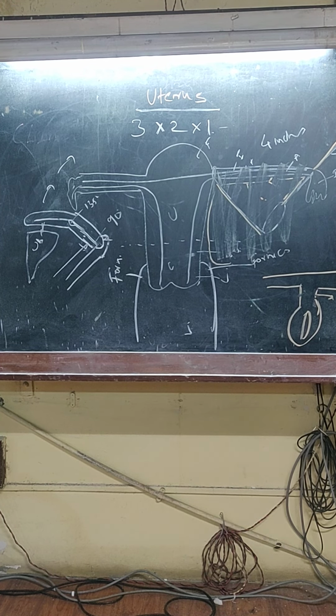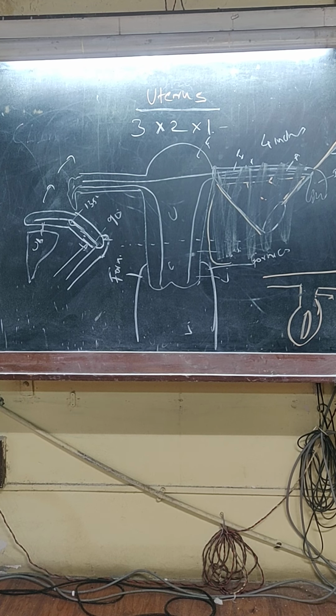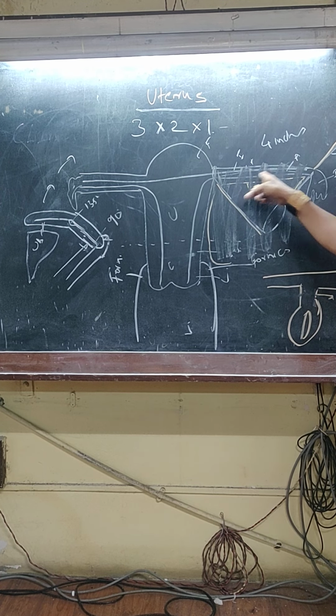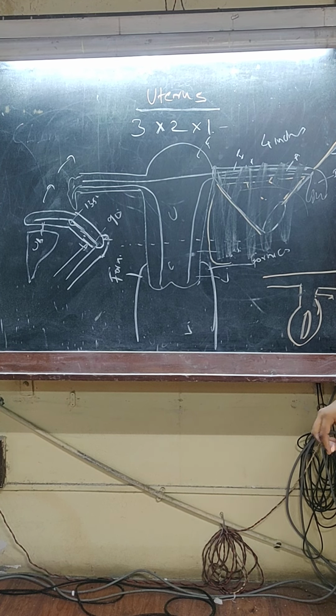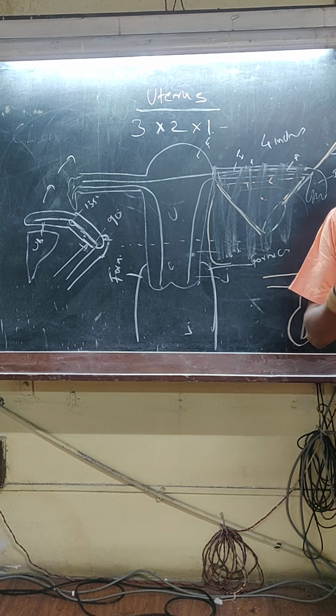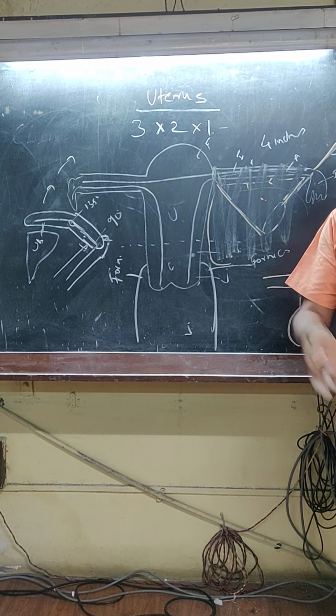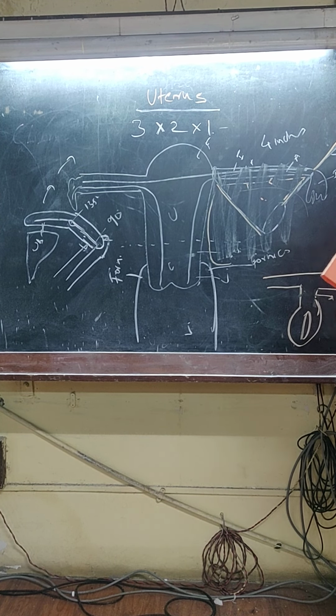Contents of the broad ligament. One is ovary, then uterine tubes, then uterine artery, then ovarian artery, then duct of Gartner, that is the mesonephric duct. In females there is no vas deferens, no ductus deferens, no ejaculatory duct, no seminal vesicles.